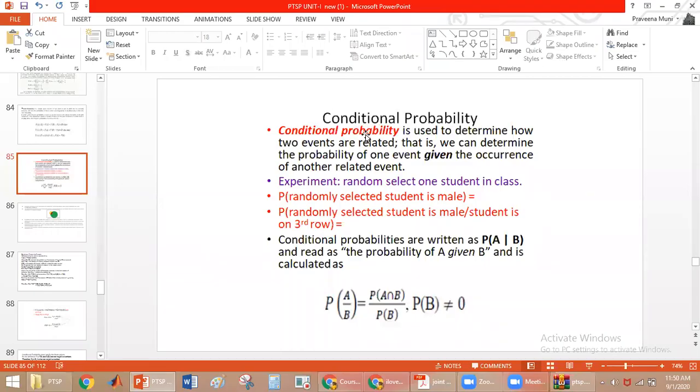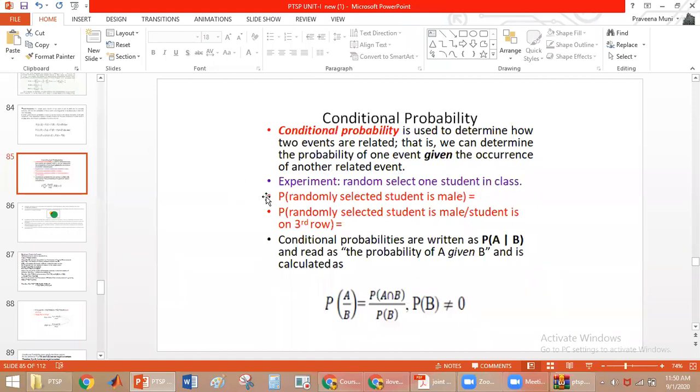Conditional probability is used to determine how two events are related. That is, we can determine the probability of one event given the occurrence of another related event. For example, we conduct an experiment. The experiment is to select a student randomly in the class.